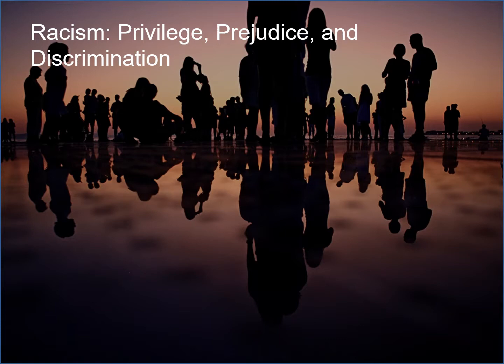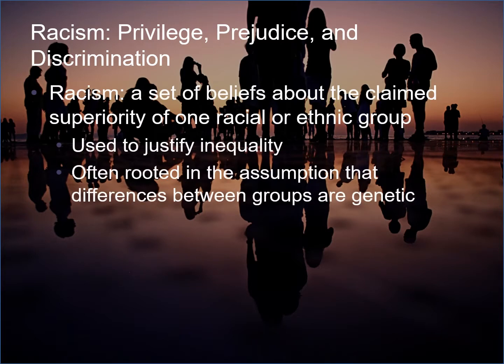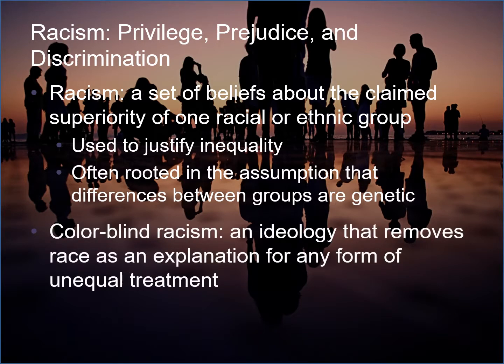Let's now look at racism, privilege, prejudice, and discrimination. Racism is a set of beliefs about the claimed superiority of one racial or ethnic group. It's used to justify inequality, and often it's rooted in the assumption that differences between groups are genetic. Colorblind racism is an ideology that removes race as an explanation for any form of unequal treatment.